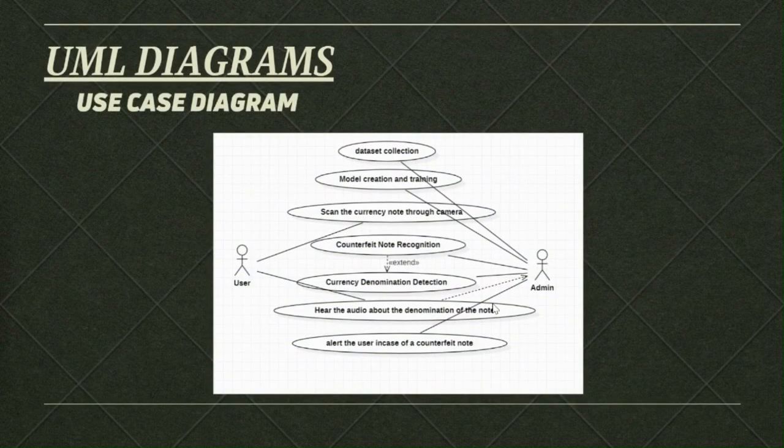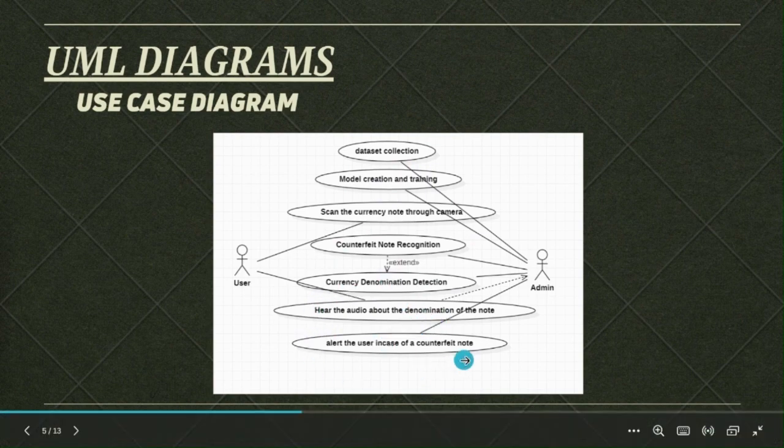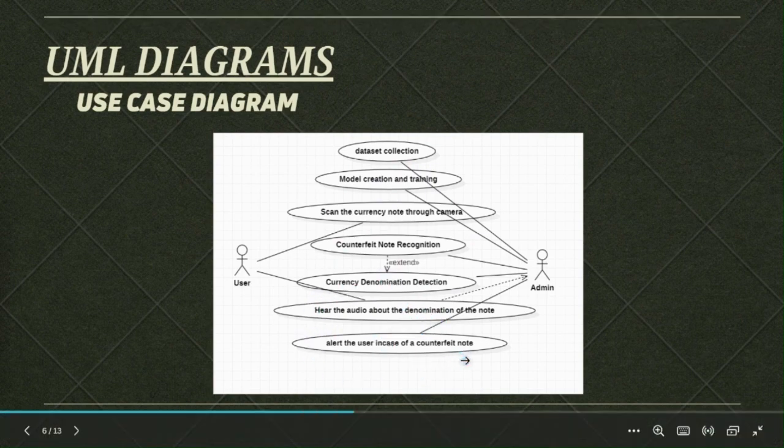So we have designed some UML diagrams so that it will be easy for you guys to understand. The first one is a use case diagram where there is a user and there is an admin. So there are different use cases like dataset collection, model creation and training, scan the currency note, counterfeit recognition, currency denomination detection, and the speech output and also the counterfeit note alerts.